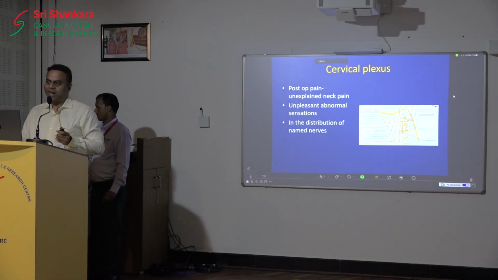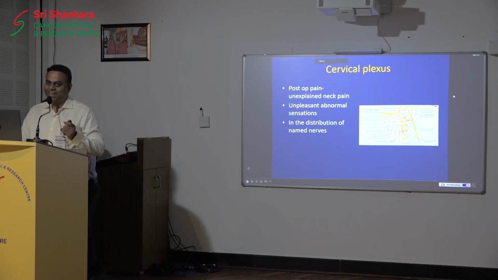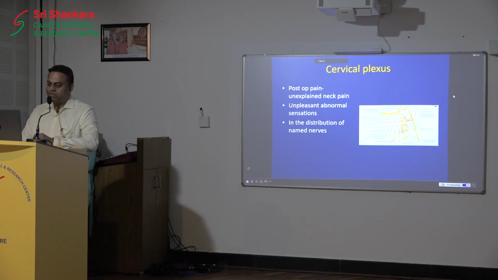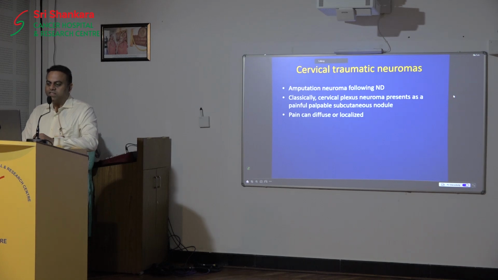Now, when we have moved from the radical neck dissection era to selective and super selective neck dissection, these are the most commonly battered nerves, the unresected nerves of the radical neck dissection era. With the cervical plexus, the patient usually experiences post-operative unexplained neck pain. Unpleasant abnormal sensations can happen, and sometimes patients even develop cervical neuromas. These present as a painful palpable subcutaneous nodule. It could be because of amputation neuromas, and the pain can be diffuse or localized.